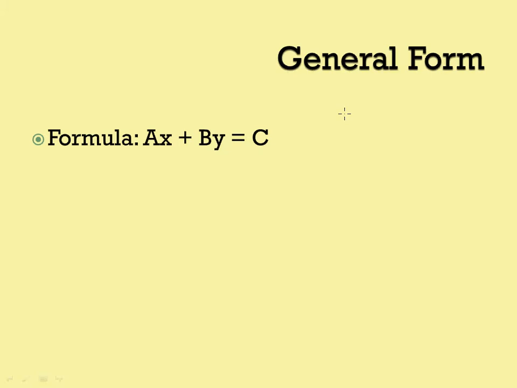So for the general formula, we need to have all the variables with their coefficients on one side and the constant on the other. Also, the coefficients should not be fractions. The coefficients need to be regular numbers.